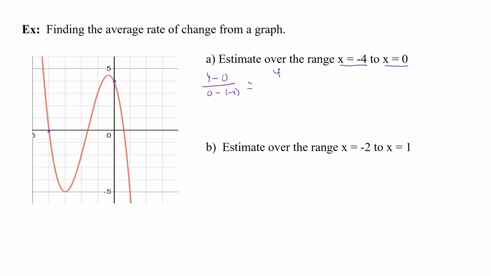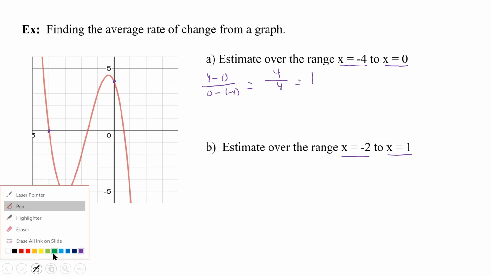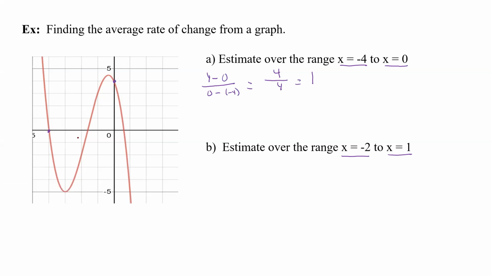And so that gives us 4 over, and then minus a minus 4 is 4. And so that's just equal to 1. Again, all we're doing is changing y over changing x. And so here we're going from negative 2 to 1. So maybe we'll make a different color. We're going from negative 2, so 1, 2, about right there, to x equals 1, which looks like that right there.